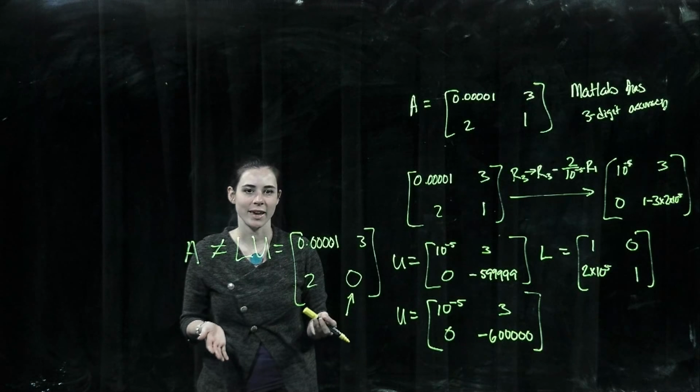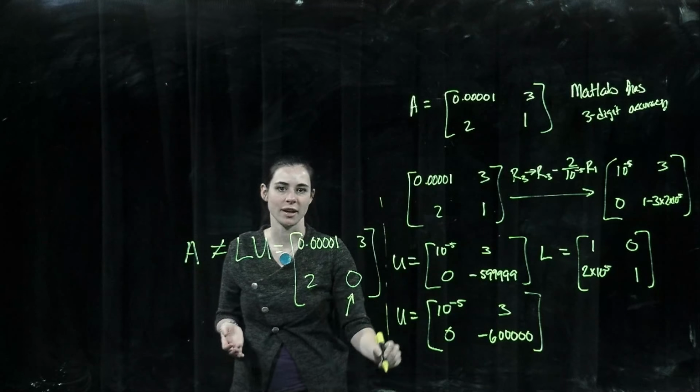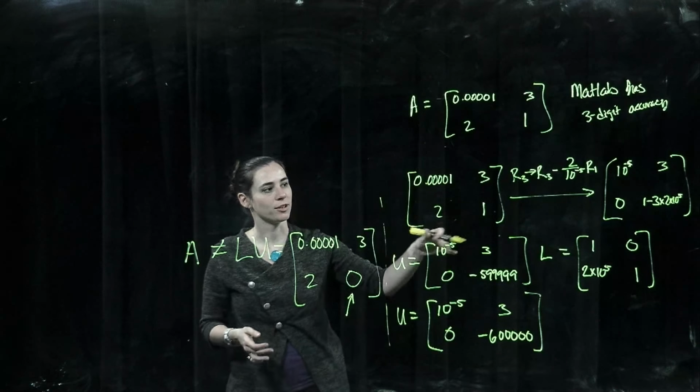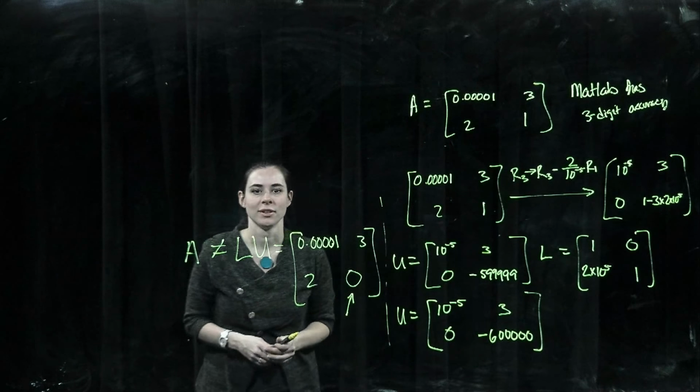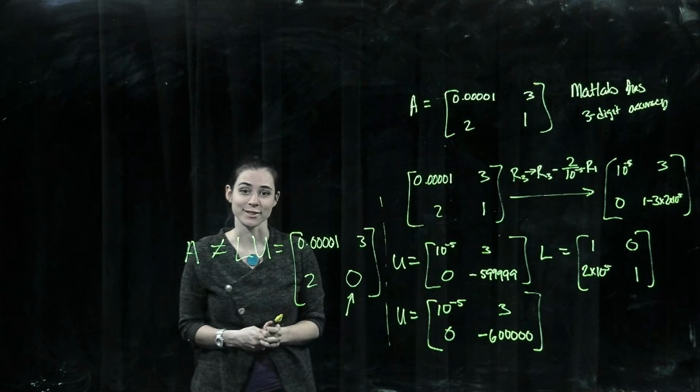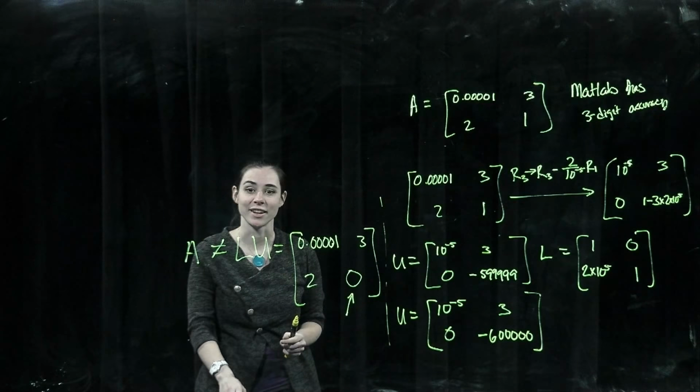So this motivates what can we do to avoid these type of errors, and is there a way that we could do this calculation so that we don't have these giant multipliers? And the answer is yes, and that's partial pivoting, and I'll talk about that in the next segment of this video.